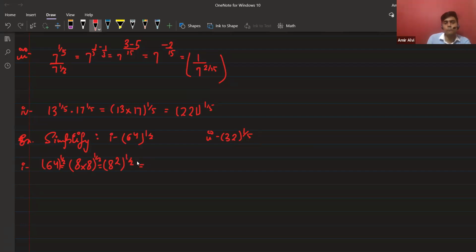Multiply the powers. Yes. So it will be 2 divided by 2, which is basically 8. Yes or no? Yes. So the same type of question is this one. Now tell me, Simrat, how will you solve it?